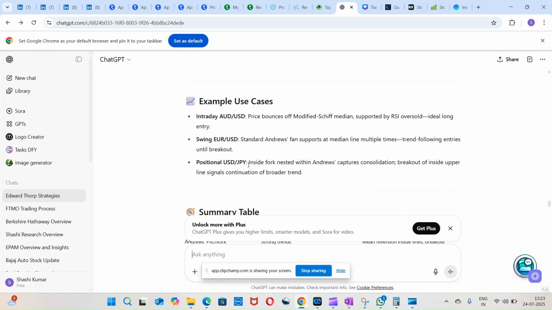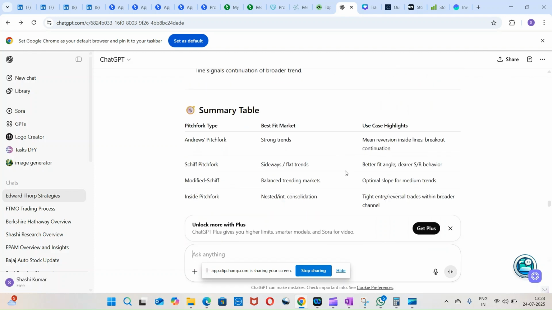Positional, USD Japanese yen, inside fork nested within Andrews captures consolidation. Yeah, so this inside fork captures consolidation. Breakout of the inside upper line signals continuation of the broader trend. Okay, so inside Skiff, if you maintain the support and resistance lines, generally during consolidation, resistance sell, support buy, resistance sell, buy. But if it breaks, then that's a trend continuation or a breakout trade we can take.